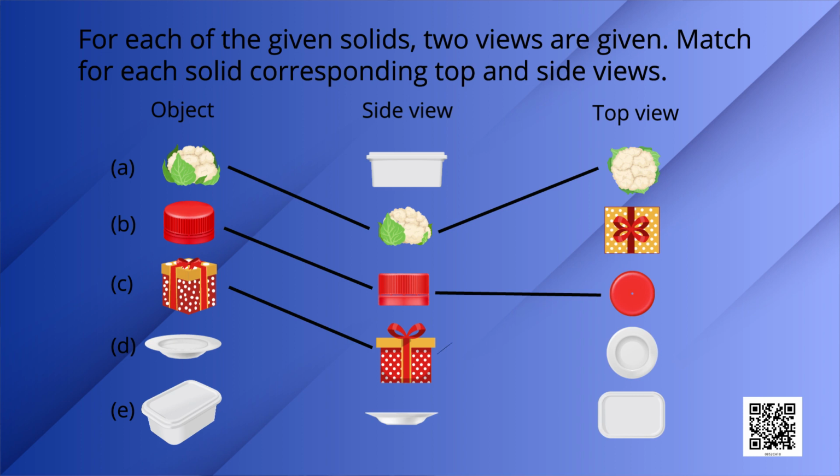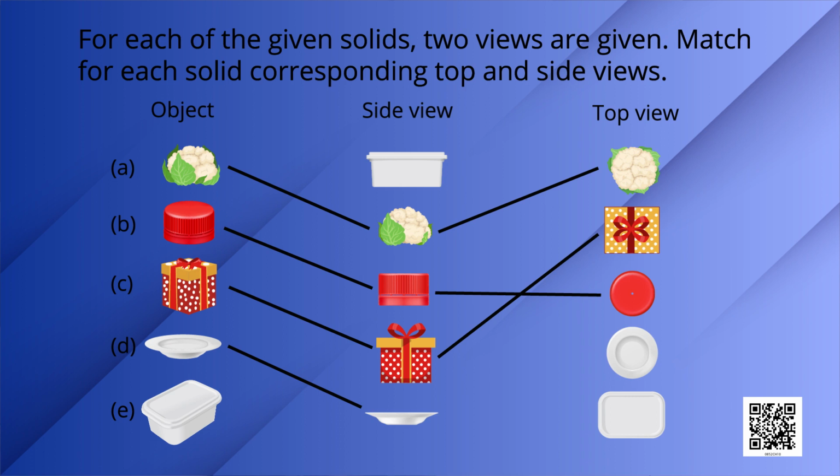So here we match the fourth part with the second part. Now children, which is the fourth object? The fourth object is a plate. What will be its side view? Here the side view is at the fifth part. So we match D with fifth part.